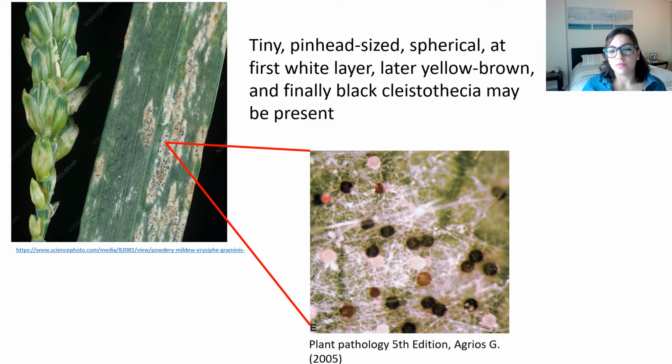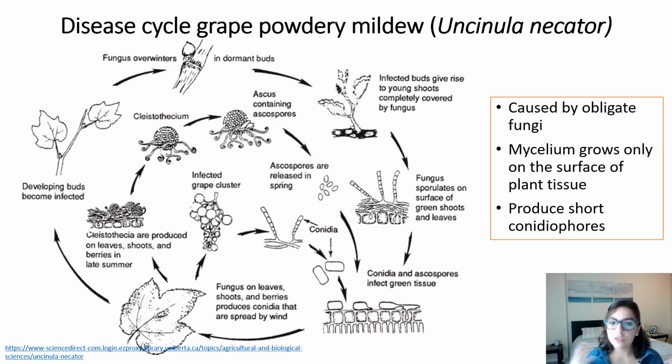Then they become yellow-brown, as right here, and finally they become black. And these are the fruiting structures of the powdery mildew. How does it happen? So, at the very beginning of the season, after spring begins, we have the cleistothecia, which were overwintering in our diseased leaves.